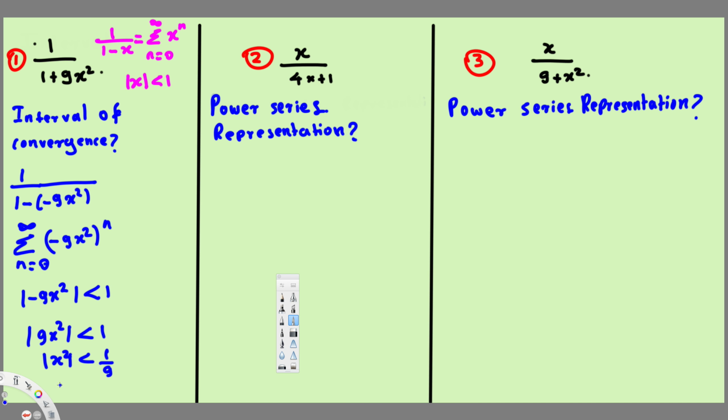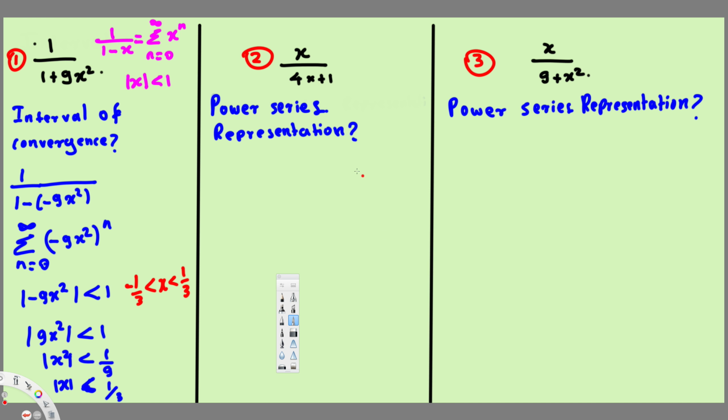Now we have to find x. x is going to be, if we square root this one, 1 over 3, right? From this one we can derive the intervals of convergence. So this is going to be negative 1 over 3 to, x, and then we have positive 1 over 3. So this is going to be the intervals of convergence, and this is how we do that.